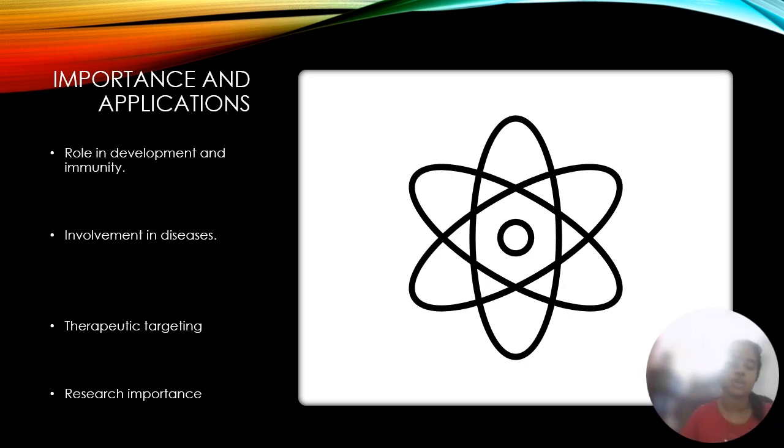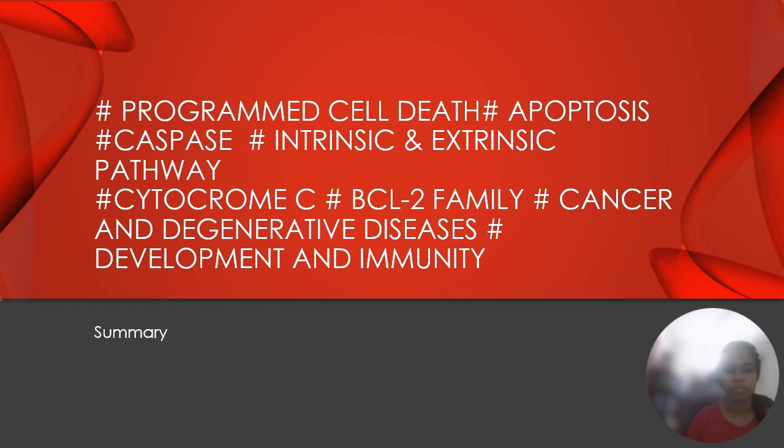Finally, why is it important in research? Knowing the mechanism of apoptosis is very important for understanding cell regulation and development. It's important for treatments for cancer, autoimmunity, and degenerative disease. It helps in understanding developmental biology and the immune system. So this is why apoptosis is very important. These are the summary of the main things that have been covered.